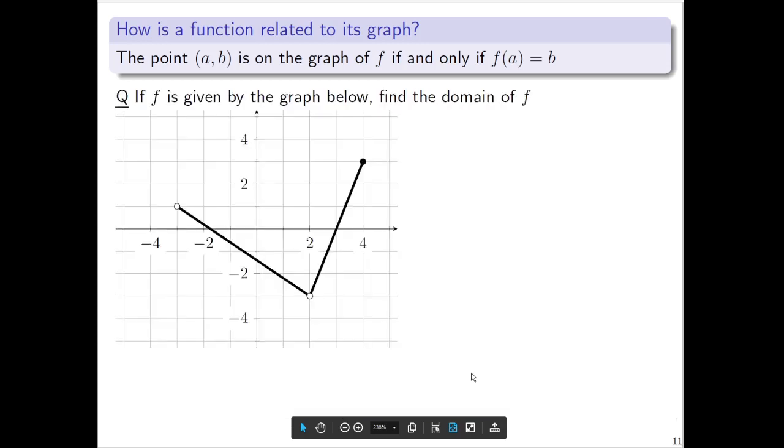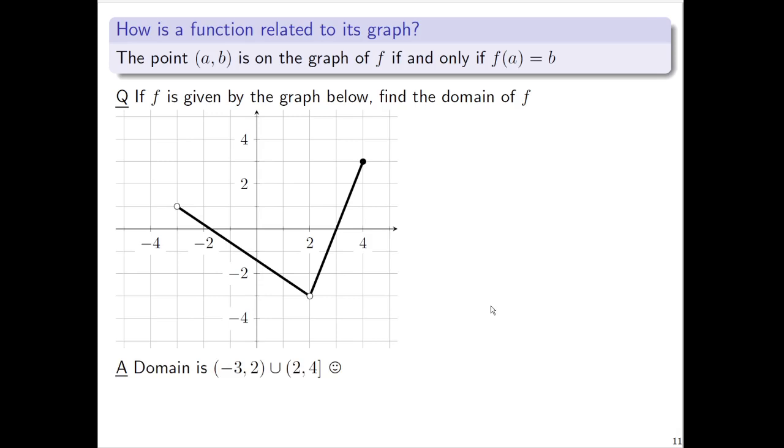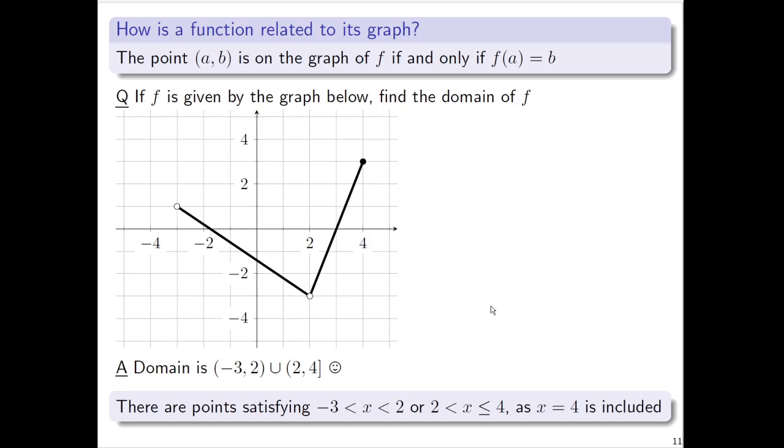As one more, let's take a look at a slightly different example. This modifies the previous example with this filled in dot here. That means actually include the point. This unfilled dot means get all of the points leading up to but not including this point. And so here, the slight change is that we're going to include the number 4, and that's what the square bracket here is about. So there are points in the graph where the x-coordinate is between -3 and +2, or you can also find that there are points where the x-coordinate is between +2 and +4, including the number +4.